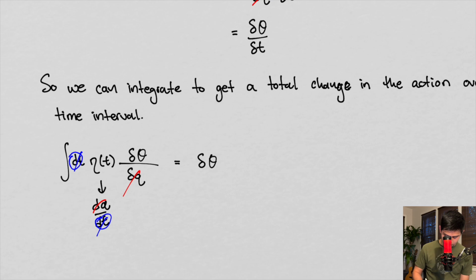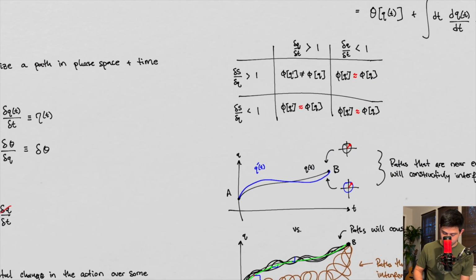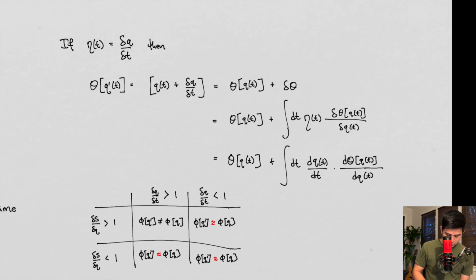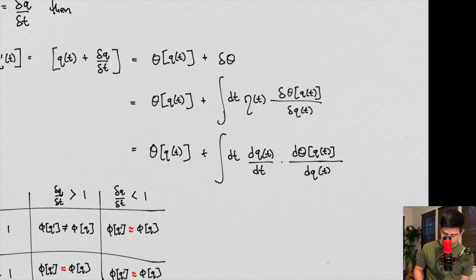So that should be an integral over d theta. I think I forgot to put the integral there. But anyways, we diverge a little bit. I didn't really diverge. We go here.